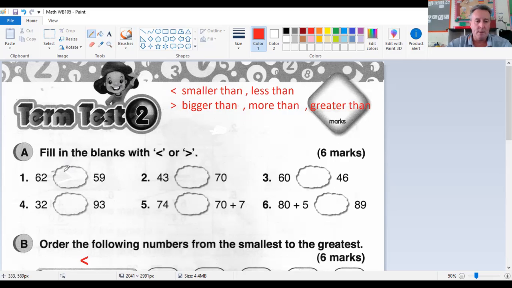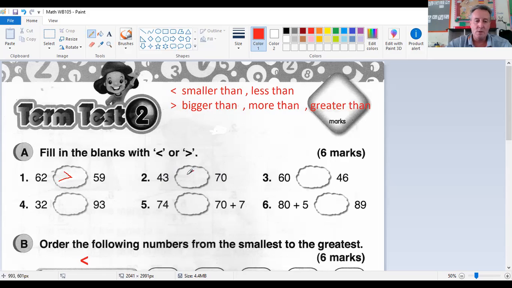62 is greater than 59. 40 and 70. 43 or 70, because there's no one, 70. Let's do that. 40 is less than 70.